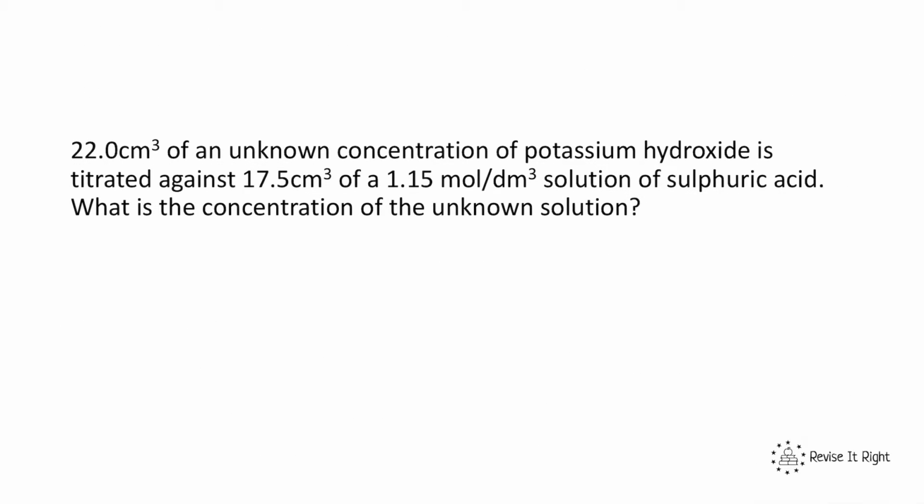Now, if you think you really understood that, it could be a good idea for you to pause the video to have a go at this one. If not, I'm going to go through another example now. So we've got 22 centimeters cubed of an unknown concentration of potassium hydroxide, and it's titrated against 17.5 centimeters cubed of a 1.15 mole decimeters cubed of sulfuric acid. So the first thing we need to do, remember, is write that balanced equation.